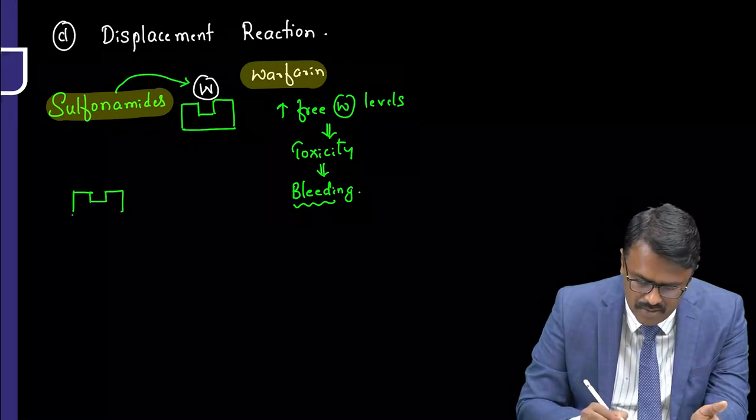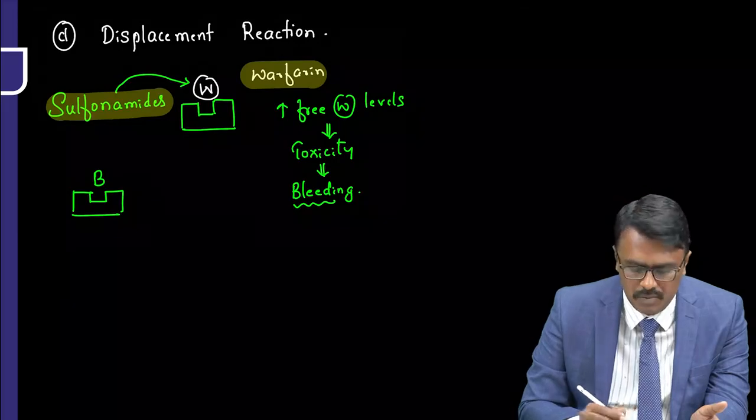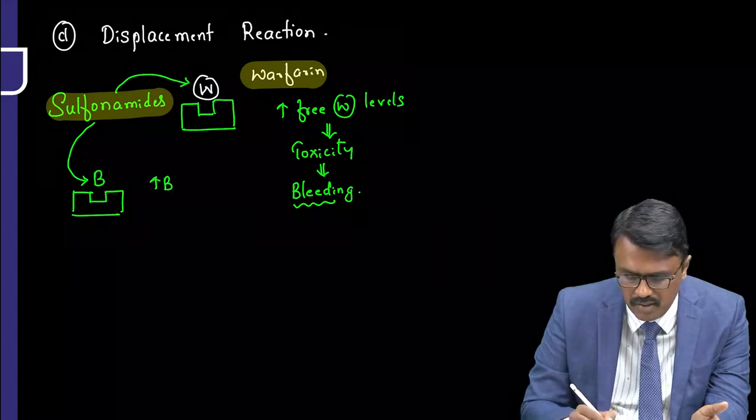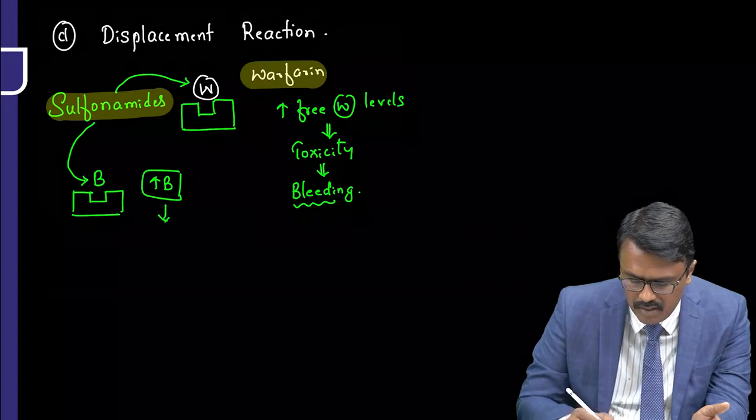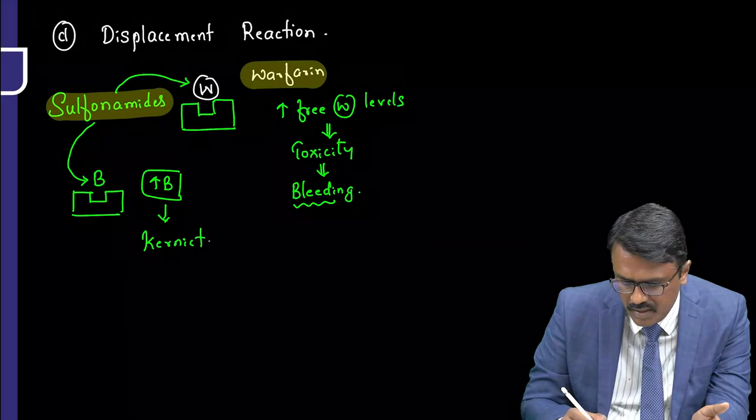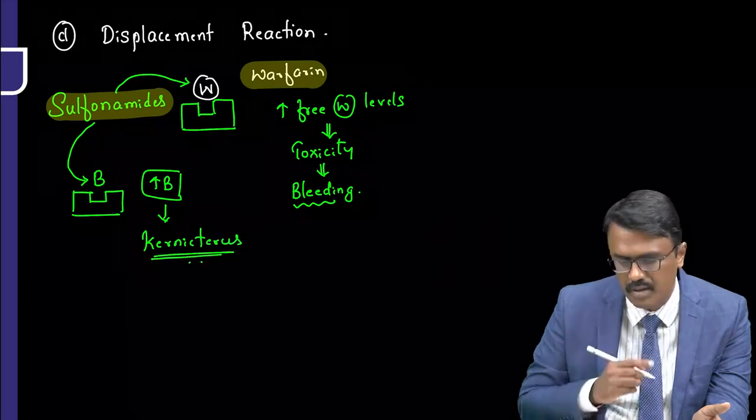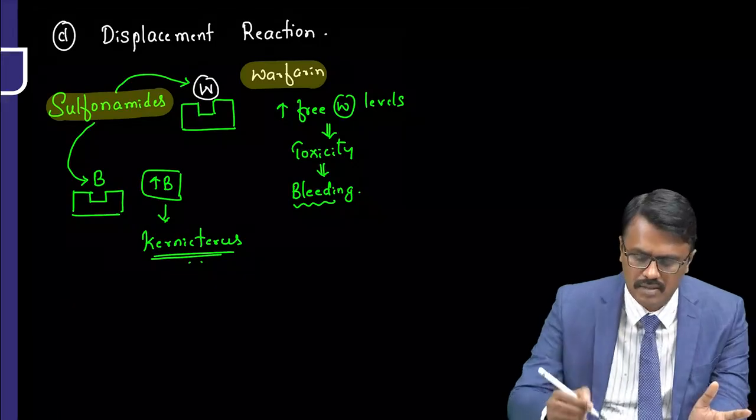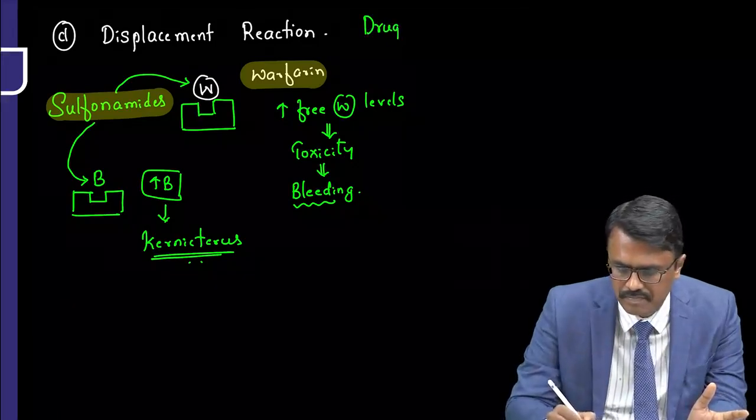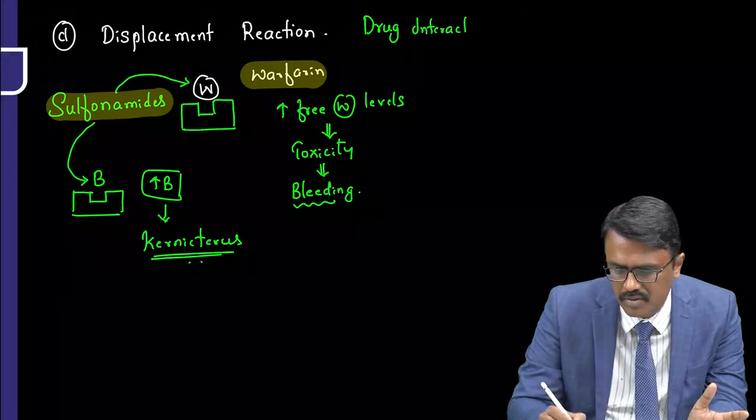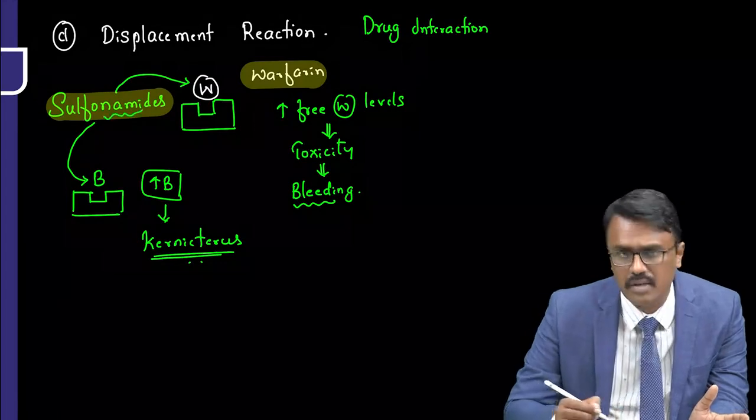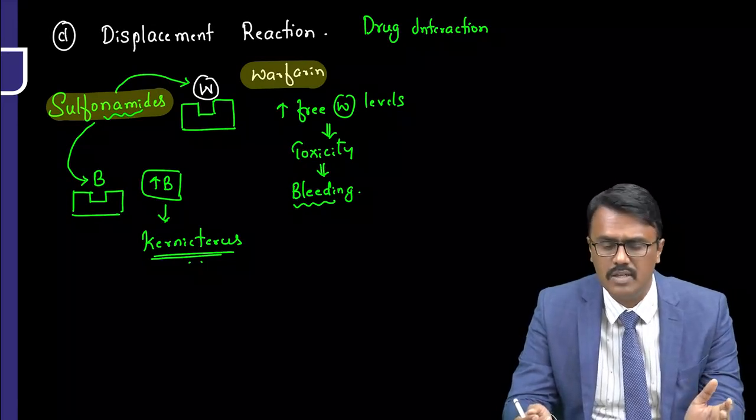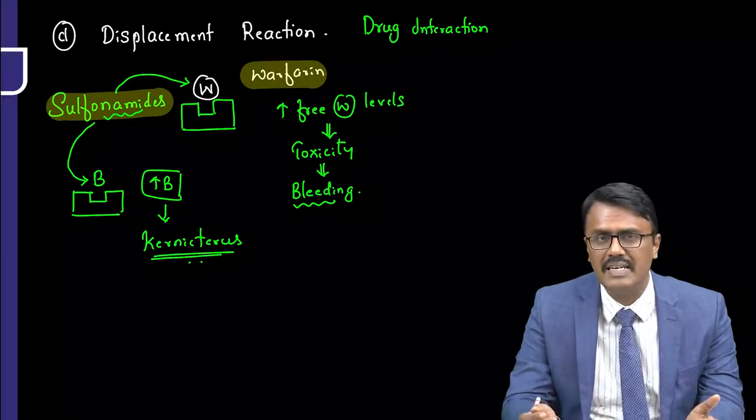One more example I will give you. There is an endogenous substance called bilirubin. Now for a newborn, if you are using sulfonamide, it can displace bilirubin. The free bilirubin level increases and it can cross the blood-brain barrier and cause kernicterus. So this is again an example of the displacement reaction. So this is usually seen with certain drugs. This is an example of drug interactions. So the point to take here is sulfonamide should not be given in the newborn because the bilirubin can be displaced and they may develop kernicterus, also called jaundice. That's the problem. So that is displacement reaction.